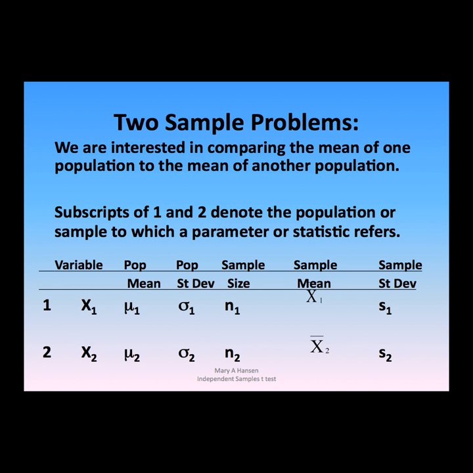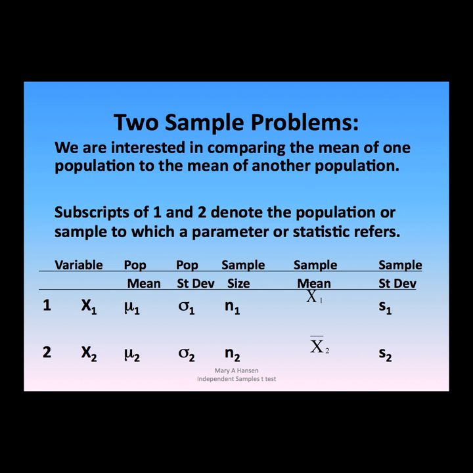Independent samples t-tests illustrate a two-sample problem. We are interested in comparing the mean of one population to the mean of the other population. In this particular two-sample problem, it is imperative that the groups are independent of one another. Subscripts of 1 and 2 denote the population or sample to which a parameter or statistic refers.